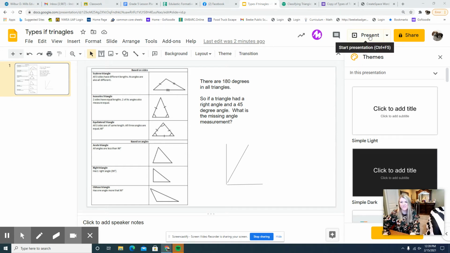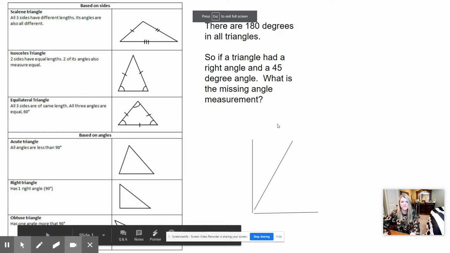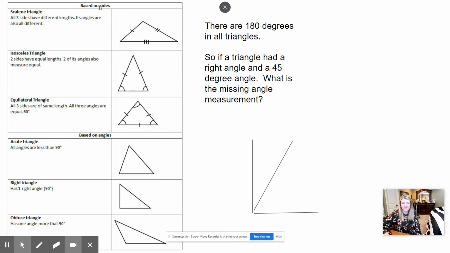So today we're going to look at the types of triangles and the different ways that we can classify them. The first way, we can classify them based on their sides. If all three sides have different lengths and all of its angles are also different, then it's going to be a scalene triangle. And we use these three tick marks here to show that all the sides are different lengths.